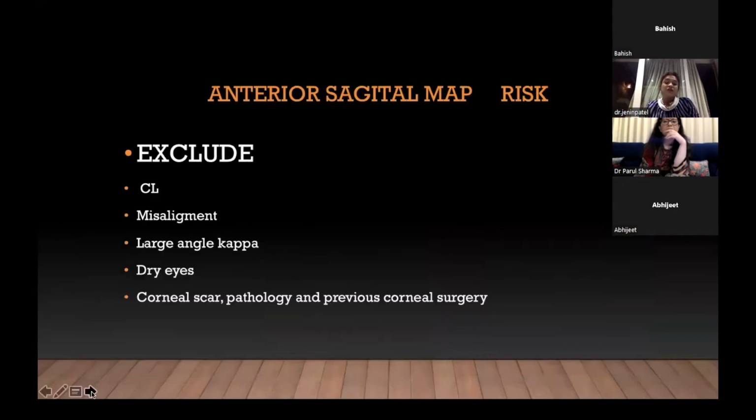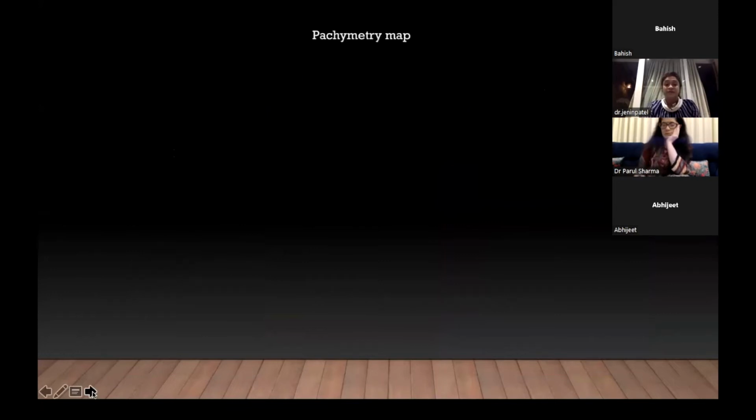Once we have finished this, when we have anything in the anterior map that shows us an abnormality, you first want to rule out a contact lens switch. You want to rule out misalignment, a large angle kappa. Are we missing out on a dry eye? Or are we missing out on a corneal scar, pathology or a previous corneal surgery? Once we have ruled out all these factors, then we could consider the map.